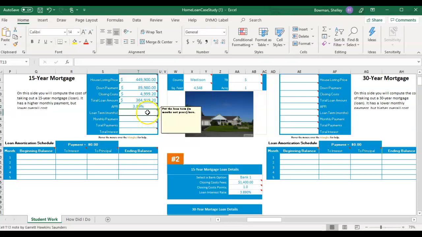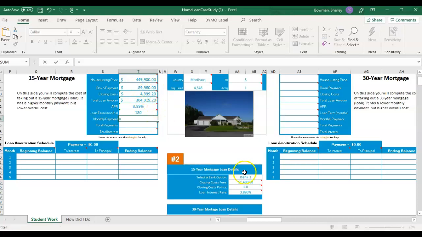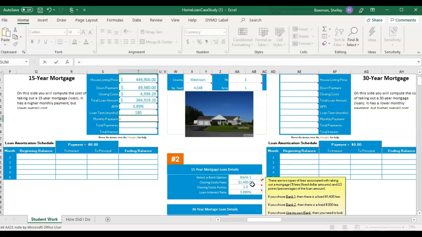Okay, the next one, I just need to know how many months for the term of the loan. Because this one is the 15-year mortgage, I'm going to do 15 years times 12 months every year gives me how many total months. Now I need to calculate the monthly payments, and again we're going to cell reference everything so that I can go back and change this, and it makes it so much easier to in the future look up something and adjust things for your own benefit.